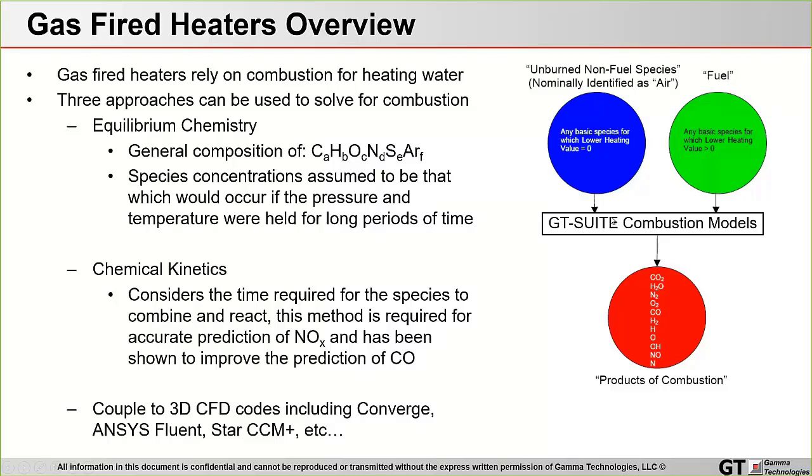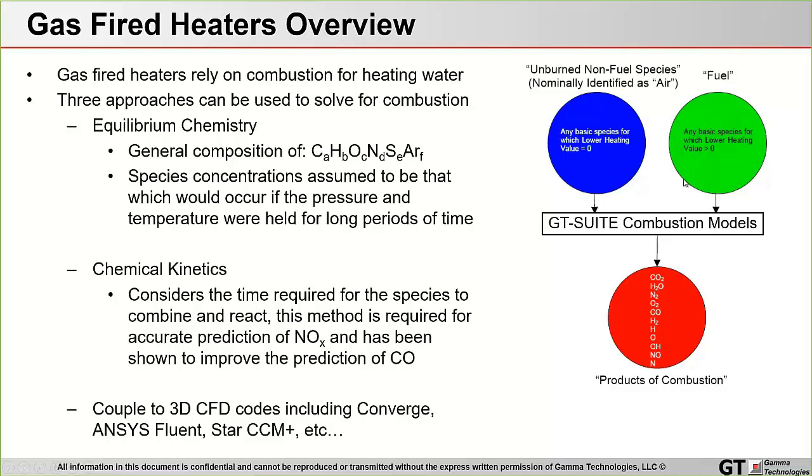And so the way we kind of consider this is that you have a basic species with a lower heating value of 0, and that can be things like air or even CO2 and so on. And then there's a fuel which has some sort of lower heating value, some sort of hydrocarbon fuel which has lower heating value greater than 0.